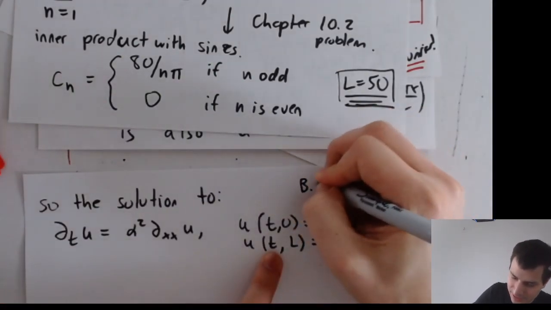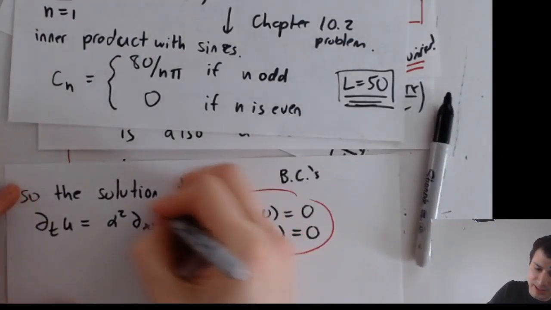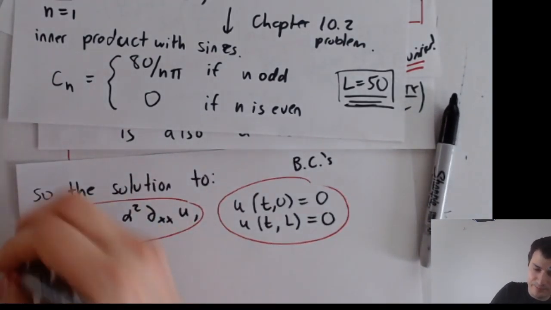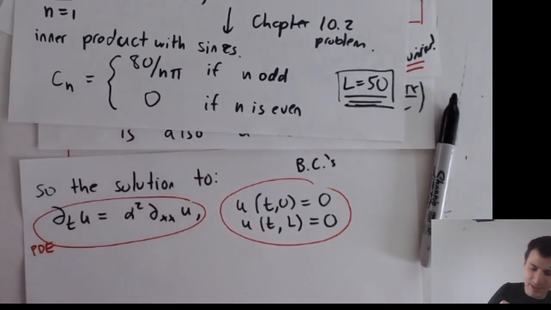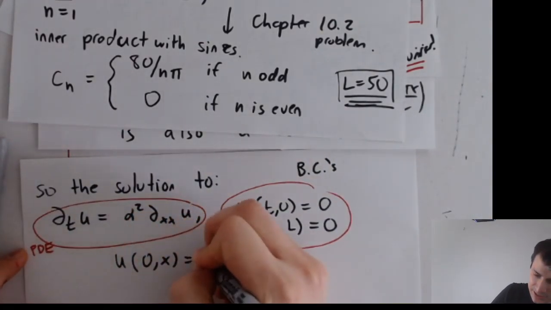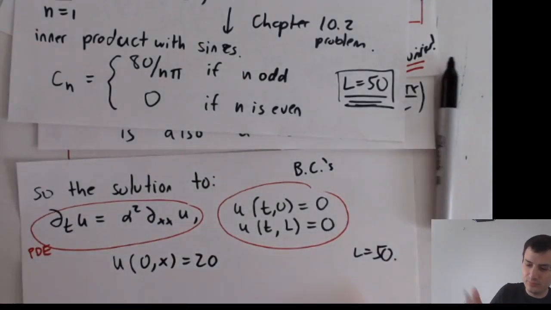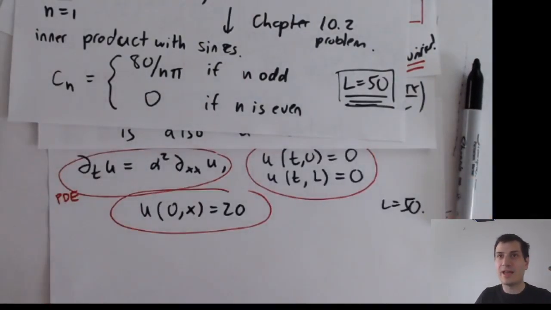Okay, so these were the boundary conditions, the BCs. That's the PDE. And we had the initial condition. The initial condition was u at 0, x equals 20, where we were doing L equals 50. What is the solution to that?